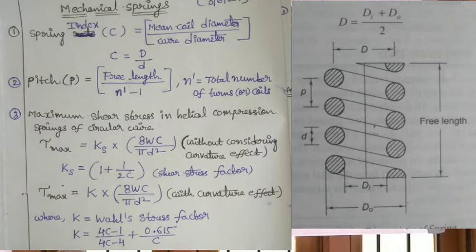Case one: suppose we are not considering the curvature effect. Then the formula for maximum shear stress is tau maximum equal to Ks into 8Wc by pi d square, where Ks is the shear stress factor, equal to 1 plus 1 by 2c. Suppose we are considering the curvature effect, then the maximum shear stress is tau equal to K into 8Wc by pi d square, where K is the Wahl stress factor, equal to (4c minus 1) by (4c minus 4) plus 0.615 by c.